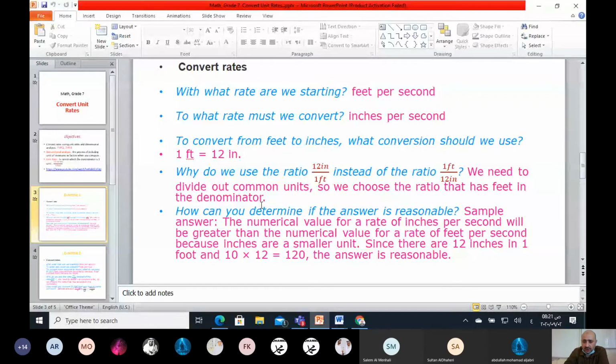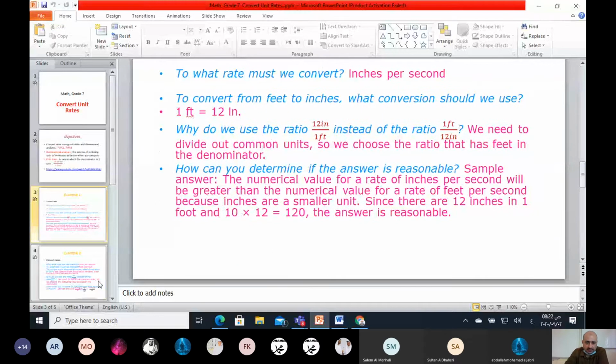the denominator. How can we determine if the answer is reasonable? Simple answer: the numerical value for a rate of inches per second will be greater than the numerical value for a rate of feet per second, because inches are a smaller unit. Since there are 12 inches in 1 foot, and 10 times 12 is 120. So the answer is reasonable.